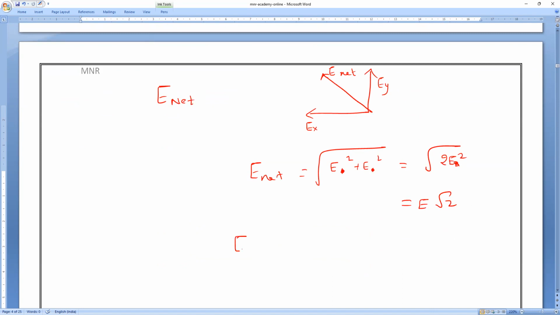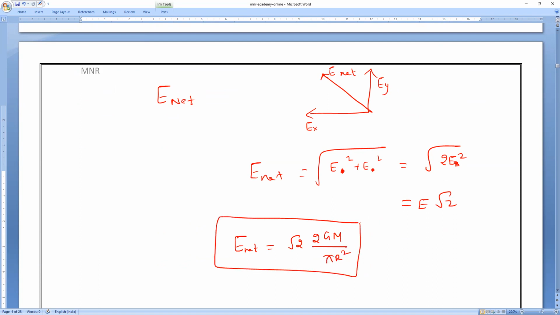So what is the E value? E net is equal to root 2 into the E value, which is the same. What is that? 2GM divided by pi r square. So this I can write as 2 root 2 GM divided by pi r square. So this is the net gravitational field in the quarter of a ring. So that is what you have to remember.